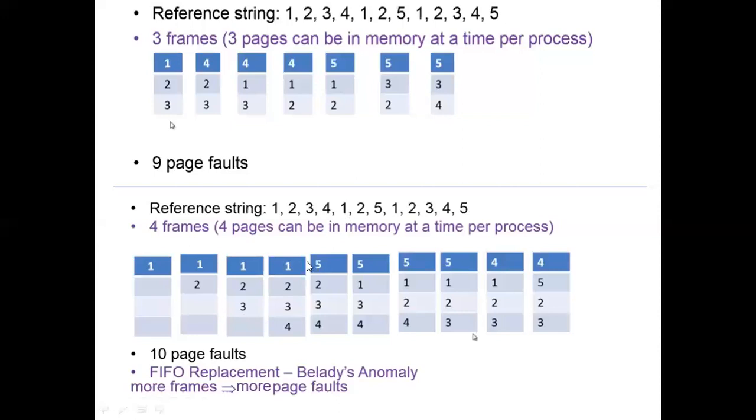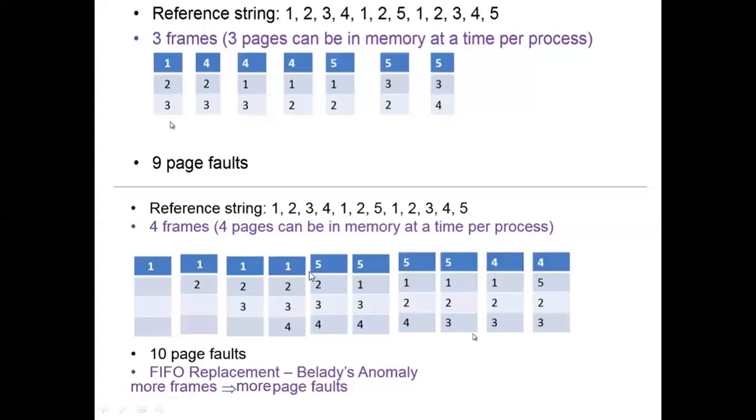Now when 1 is coming, you already have it over there, so there is no page fault. 2 is coming, 2 is also there. When the fifth one is coming, you will see there is no free frame, right? So then you remove this and you put the 5.